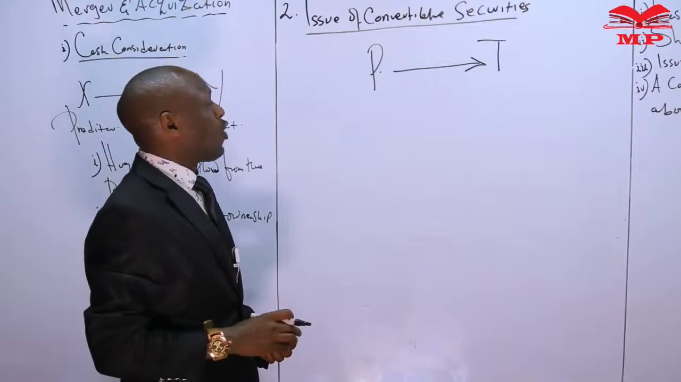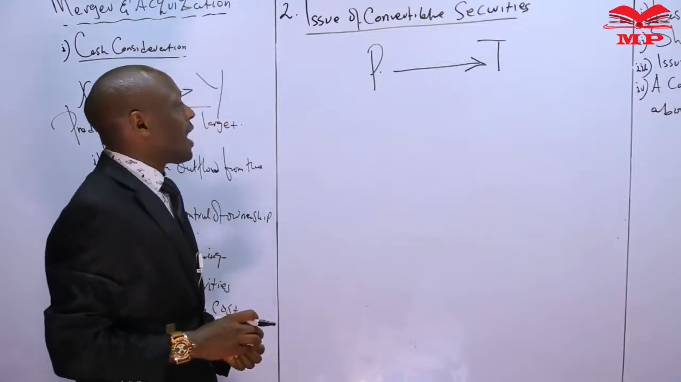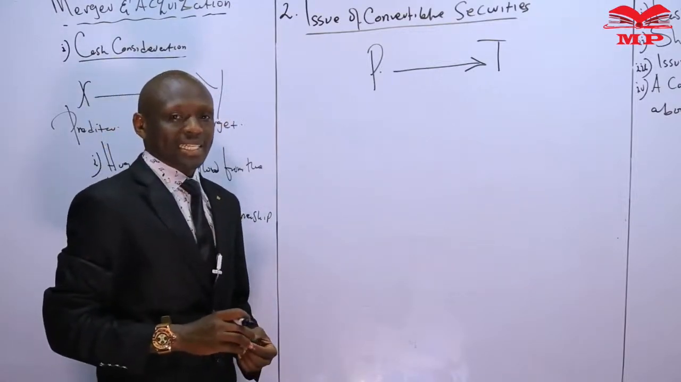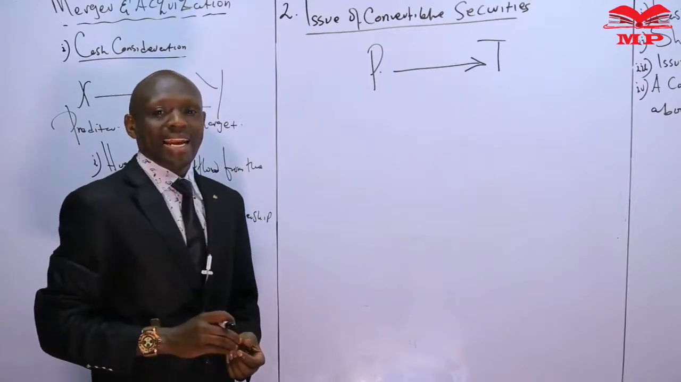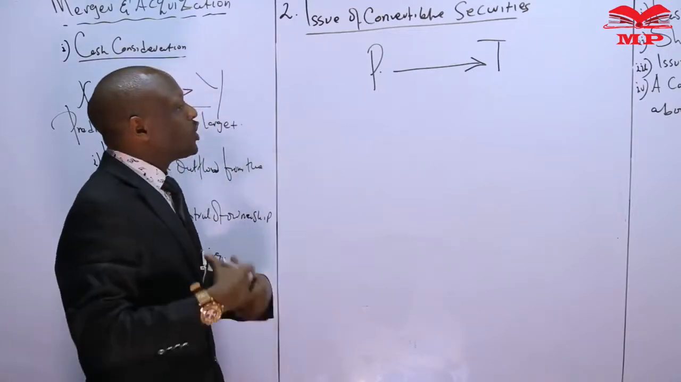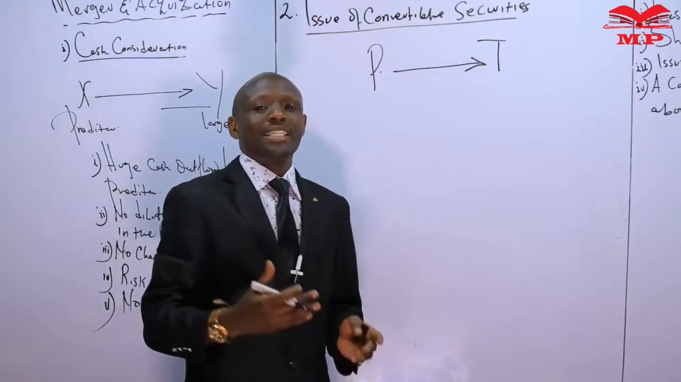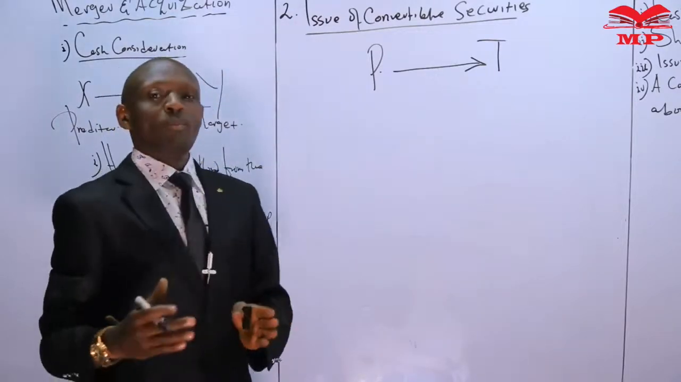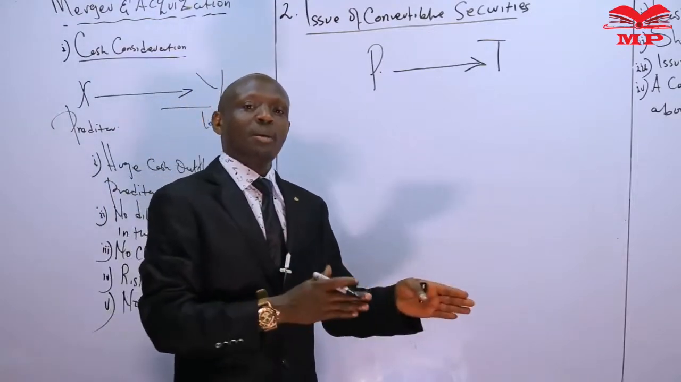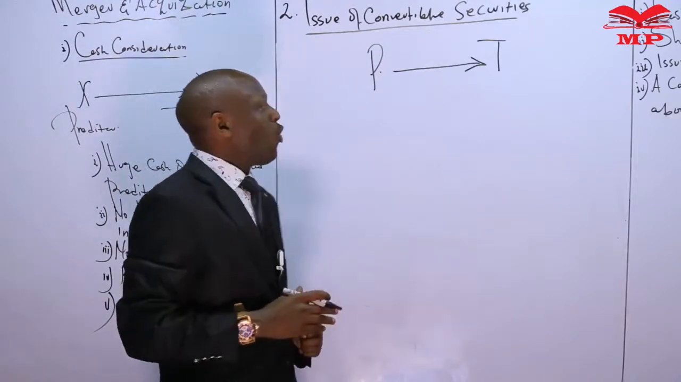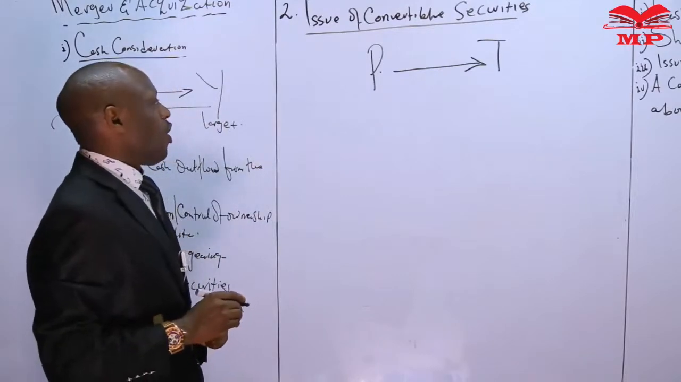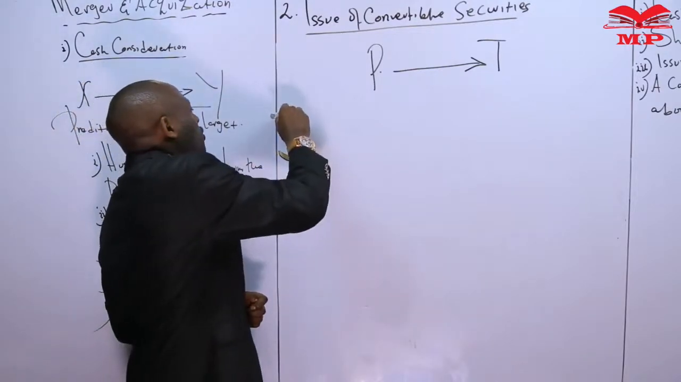So the target shareholders no longer become shareholders in the predator. They become lenders in the predator. So they continue as investors in the predator entity, but at a different level as compared to what they were before the merger and acquisition. Now, what are the implications of this form of consideration?